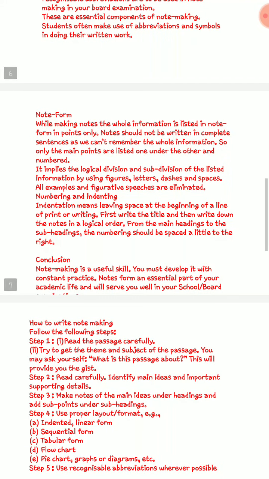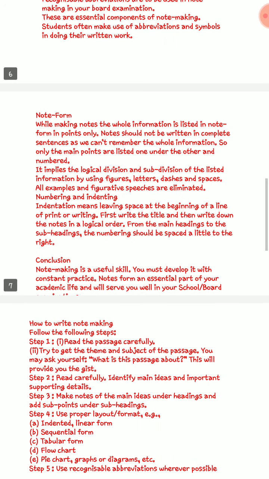Now, students often make use of abbreviations and symbols in doing their written work. While you are writing down the main format of note making, at that time you can give symbols and abbreviations, you can mark it up with pencil. Later you can select any 4 out of many other abbreviations that you are giving in the note making format, and later you can prepare a box after you write the summary, and after that you can write those abbreviations.